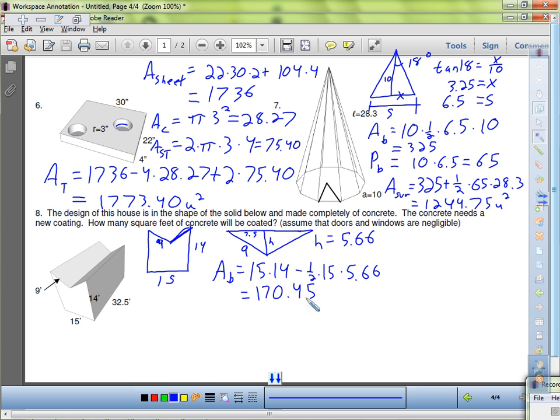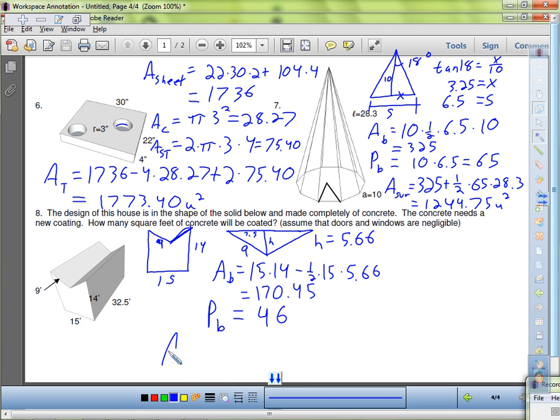Now, at this point, I need to try and figure out the perimeter. And I'm going to take times that whole thing. And this is the only tricky part. Because I'm not actually doing anything with the base, I'm going to just add this piece, and this piece. So my perimeter will be 14 plus 14 plus 9 plus 9. And I'll do that. Which is 46. So now I can do my surface area.